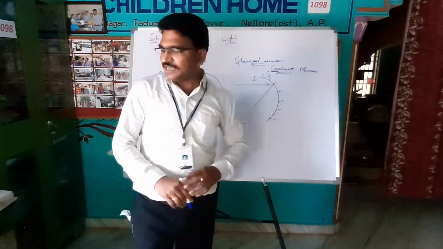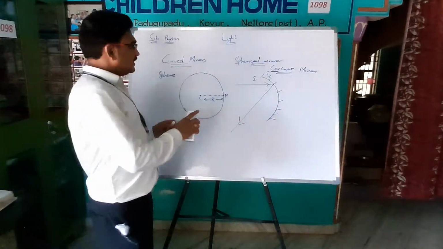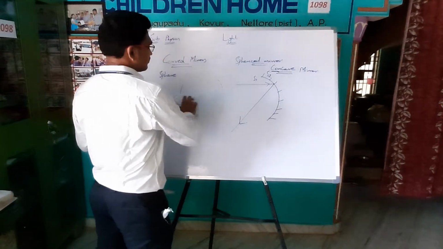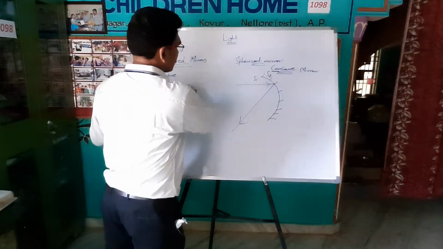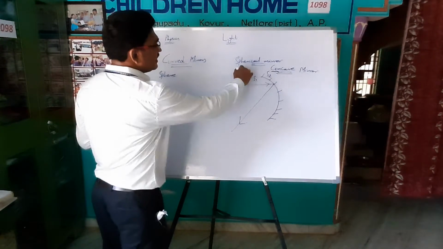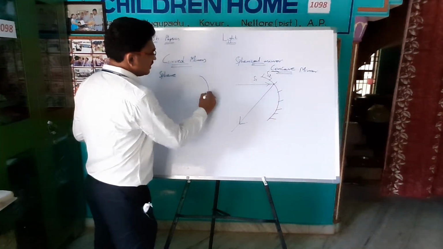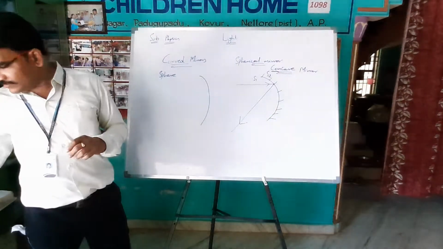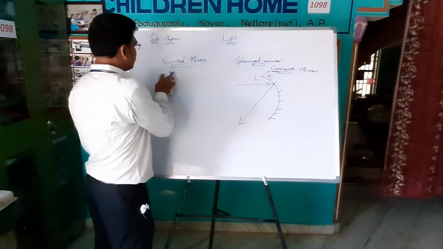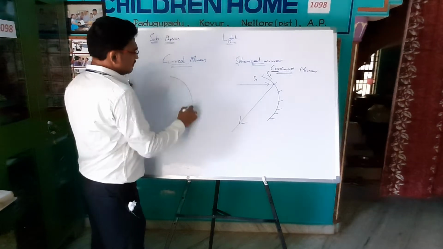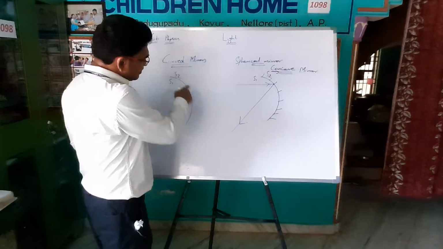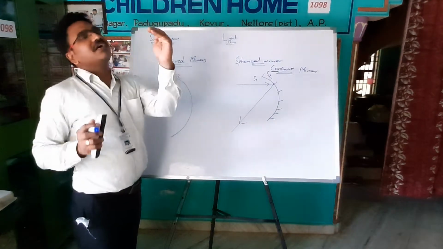Now I can take another one also. For example, I can take another one. Like this same surface, another surface I will take. Now again, S1, S2. Same. Now it is a part of a sphere. From the sphere, I have taken half a part.